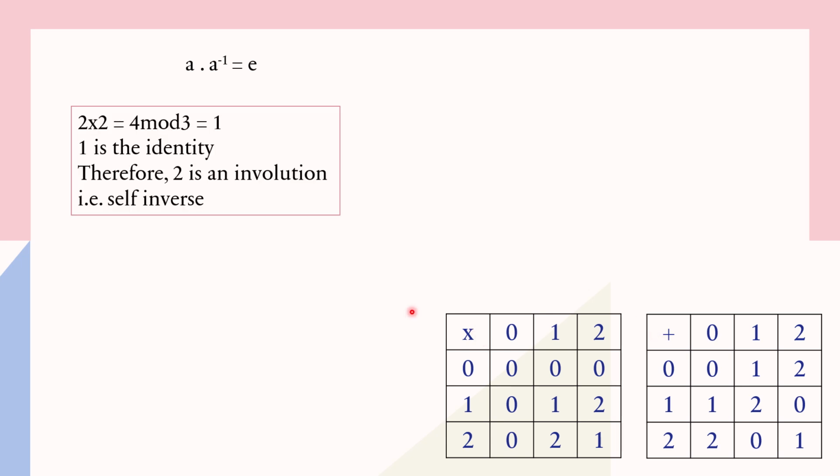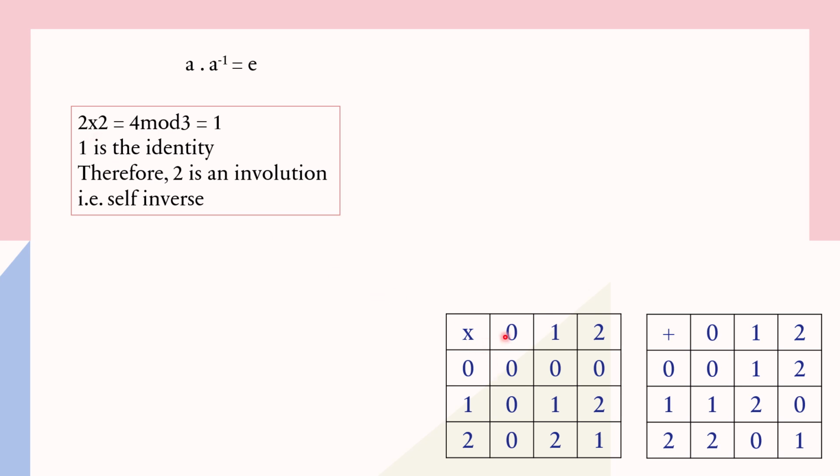Now what happens is, for example, from the multiplication table we take 2. 2 multiplied by 2 will give us 4. 4 mod 3 will give us 1. So we get the identity element for multiplication, 1, by multiplying 2 with 2. According to this equation, an element with its inverse gives us the identity. Therefore 2 is self-inverse. So an inverse exists for 2.